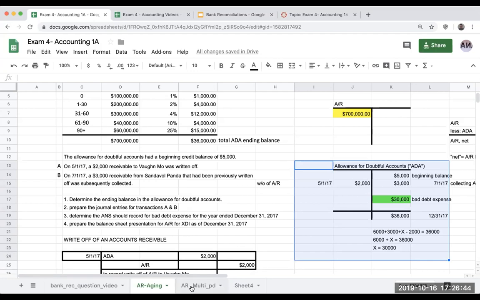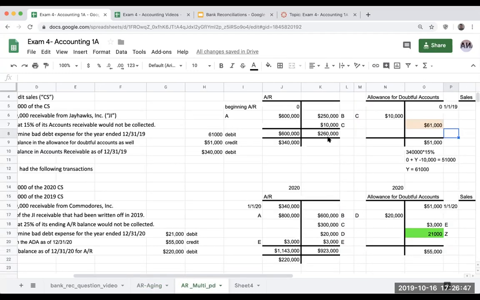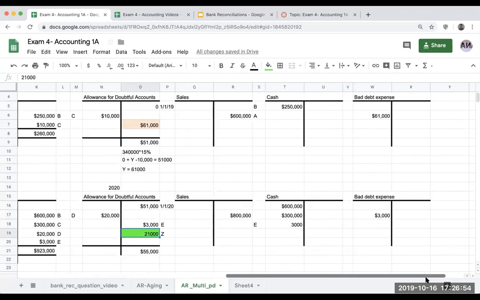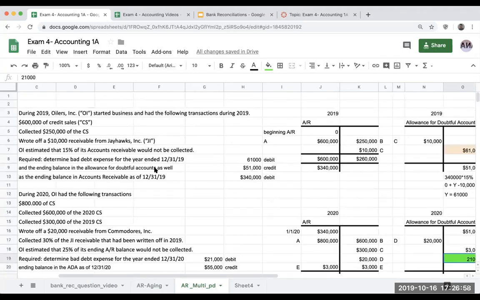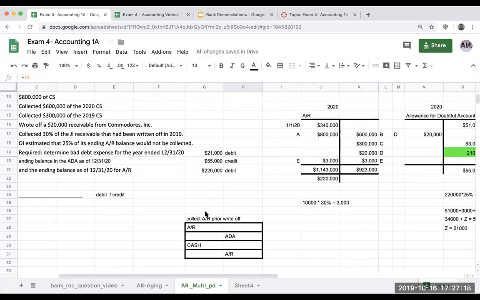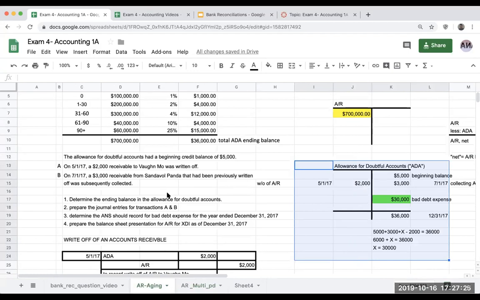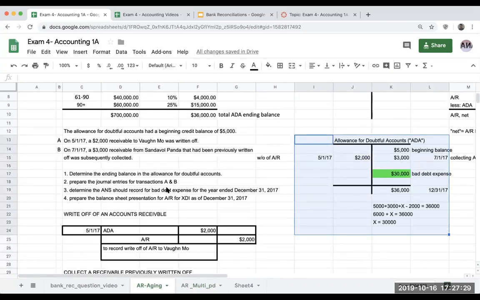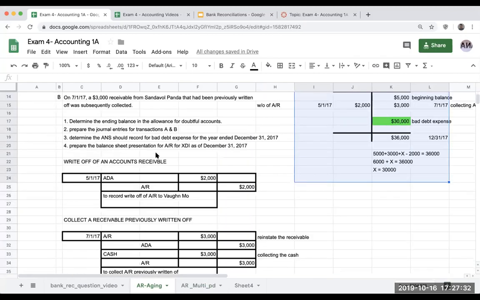Okay, now for the multi-period question, all I'm going to give you is AR and ADA. I'm not going to give you the remaining accounts. You will only have to show me three things: bad debt expense, the ending balance in the allowance for doubtful accounts, and the ending balance of accounts receivable. Those are the only things I'm going to ask you for each one of the years that we're going through. Does that make a little bit more sense? So for the aging and the percentage, we would just have to show the journal entries and also the amounts for ADA. Correct. Okay, makes sense now.